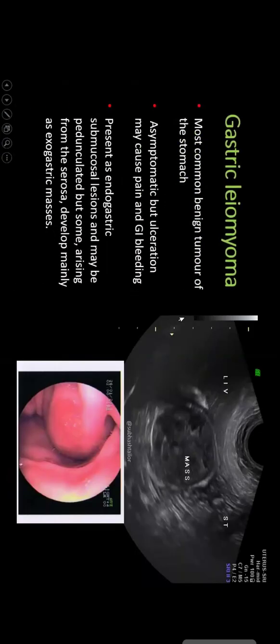So leiomyomas or other GIST tumors are very common tumors. Usually these patients are asymptomatic, but ulceration may cause pain and bleeding. They present as endophytic, submucosal lesions, may be pedunculated, but some arise from the serosa and may develop exophytic masses. But this is an endophytic mass. A well-defined lesion with surrounding mucosa, no abnormal wall changes, smooth wall, suggestive of benign nature.